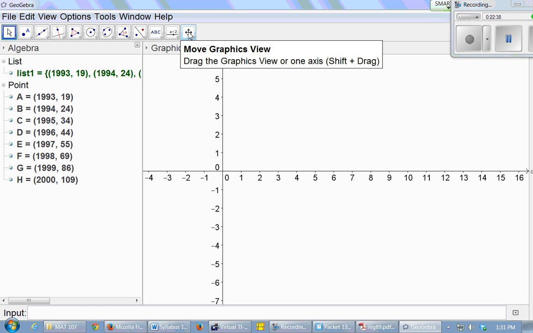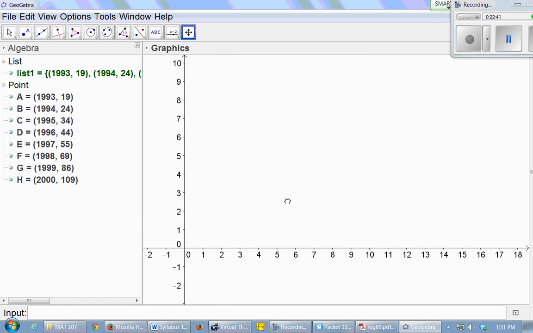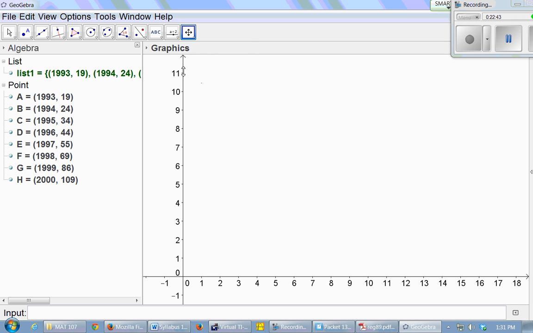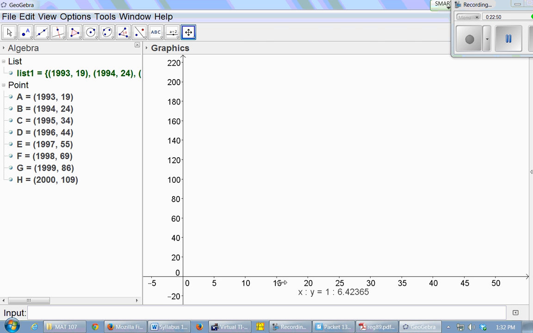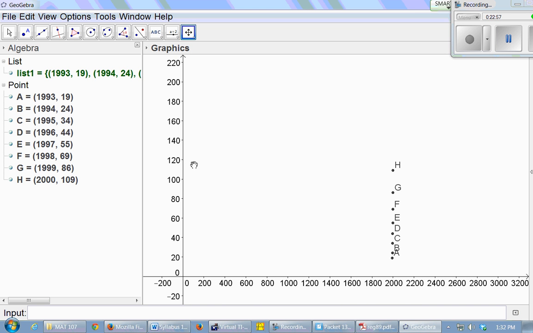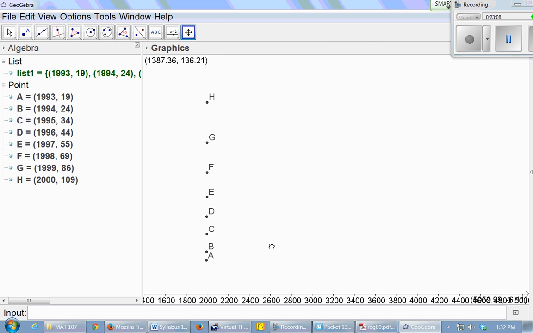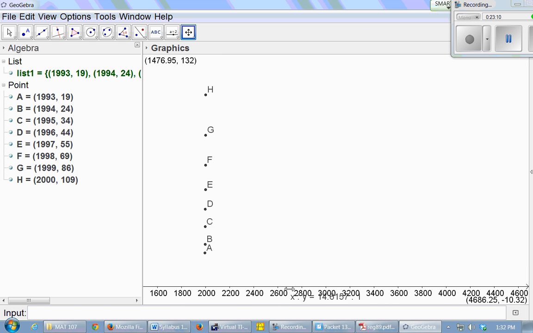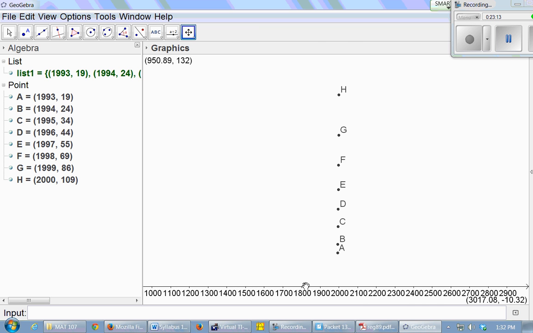And then I can use my move graphics view to change this. So I can move my axes. I can drag these down to change the scale until I need to be able to see 1993. So I need to see a lot more X because the first X is 1993. There we go. There's all my data. It looks like it's all in a straight line because I'm just looking at too many X values. So I'm just going to go like this and then spread this out.